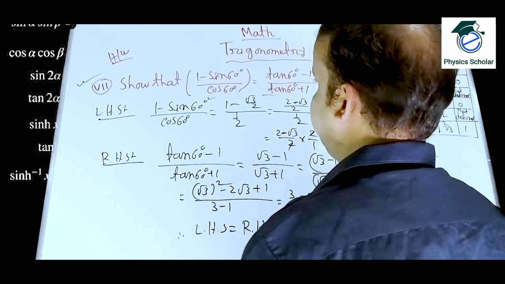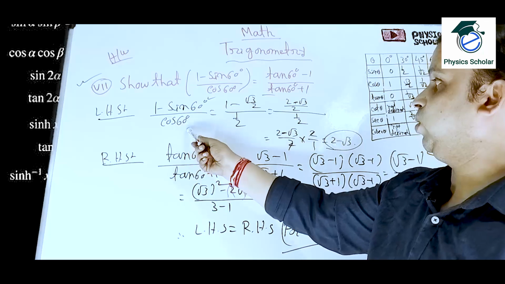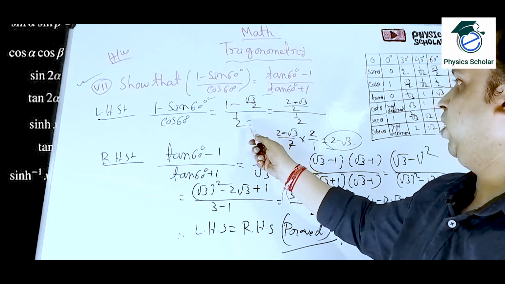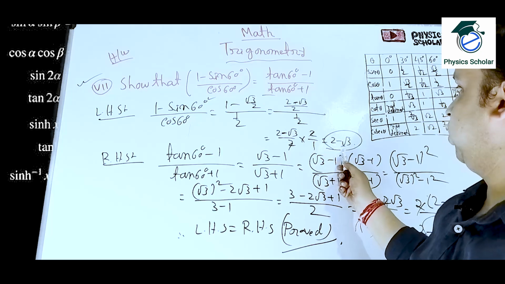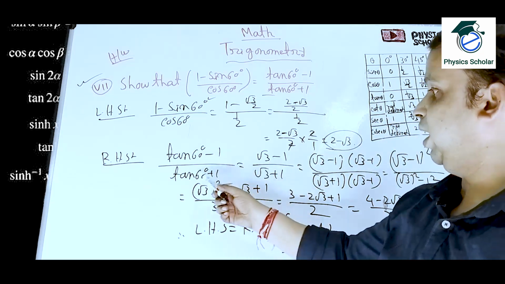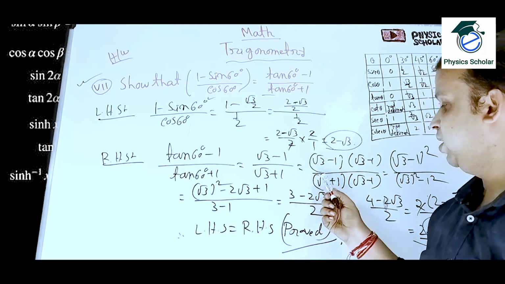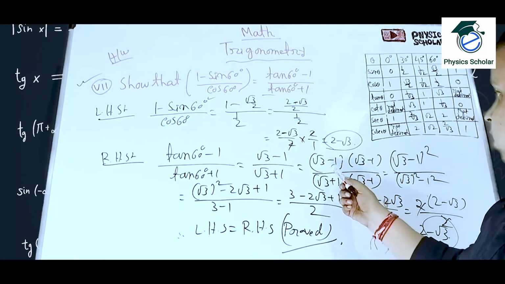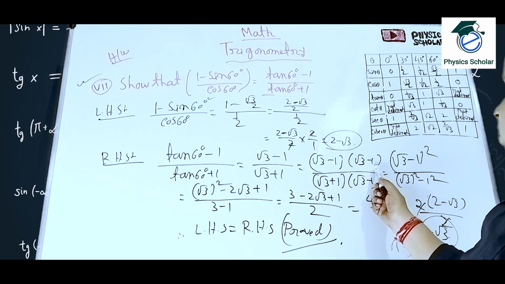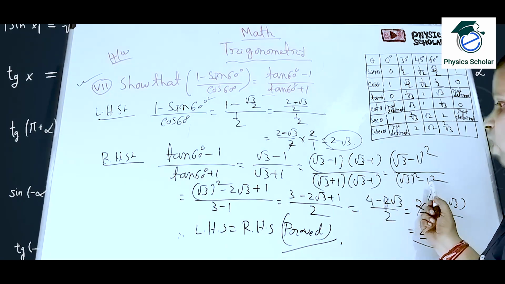Clear? So I am explaining it once again. It is 1 minus sin 60 degree by cos 60 degree. So 1 minus root 3 by 2, by half. So 2 minus root 3 by 2 divided by half, so this is equal to 2 minus root 3. Now tan 60 degree, so root 3 minus 1 by root 3 plus 1. Now we multiply both numerator and denominator by root 3 minus 1. So root 3 minus 1 whole square, divided by a plus b into a minus b, that means a square minus b square.